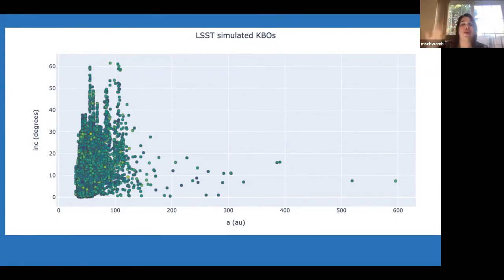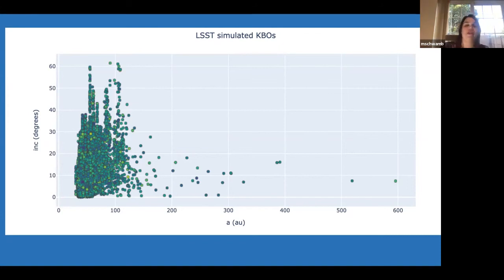And so figuring out how to plot 40,000 points in orbit is challenging. It's not something I've done before. And so this is one of the things that I was learning: how do you plot when you have that many data points? And this is actually 40,000 Kuiper belt objects. This is showing semi-major axis versus inclination.